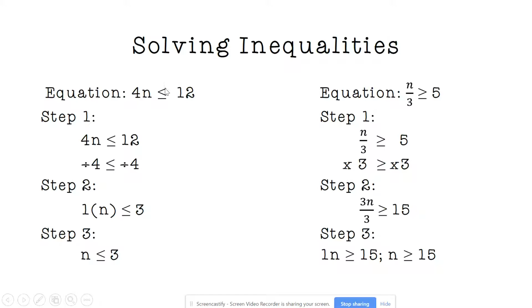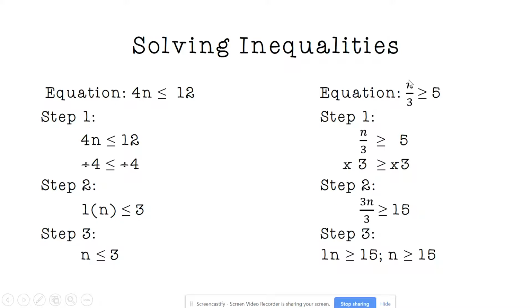And in these two, we have another two types of signs. This is going to be less than or equal to. So we have 4n is less than or equal to 12. So step one, we look for the opposite operation. Here we're multiplying, so the opposite operation is going to be dividing by 4 on both sides, because we want this to become 1. 4 divided by 4 equals 1, and 12 divided by 4 equals 3. So n is going to be less than or equal to 3.